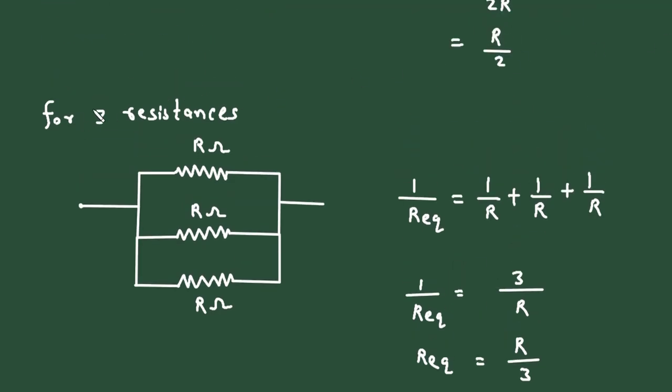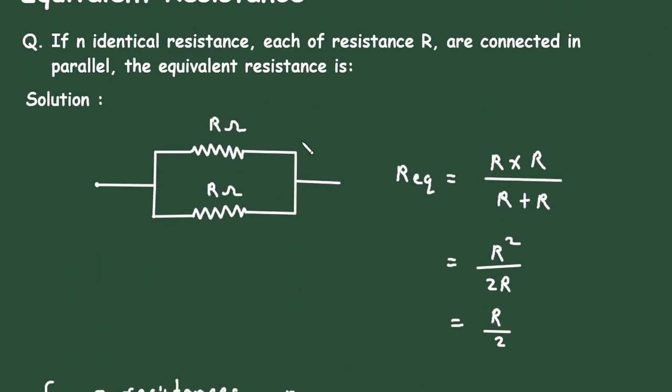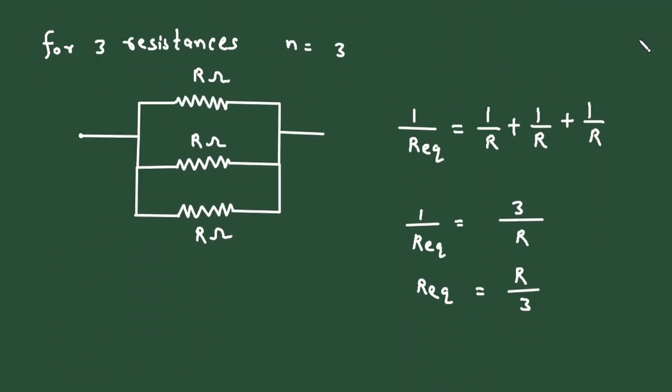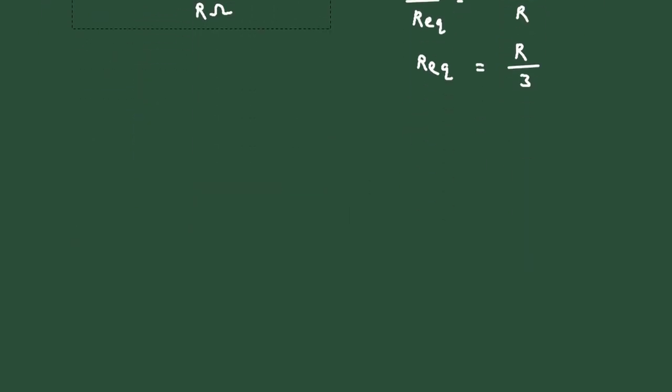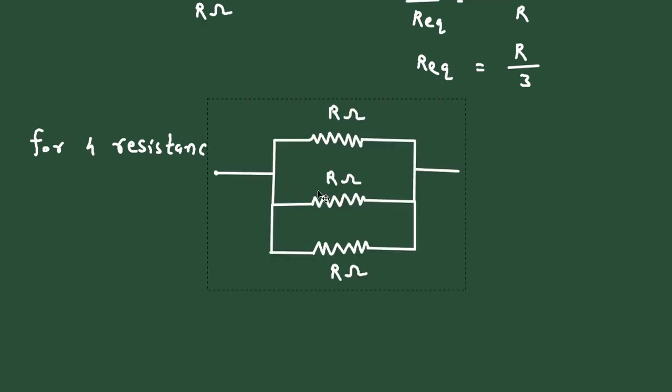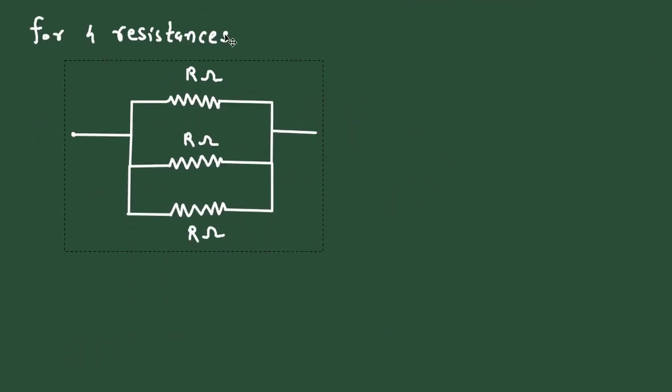Now here we can see the value of N is equal to 3 here. The value of N is equal to 2 here. Now also let's see for 4 resistances. So again let's copy this circuit and let's see for 4 resistances. Now here let's add one more resistance in parallel of the same value, that is R ohm.